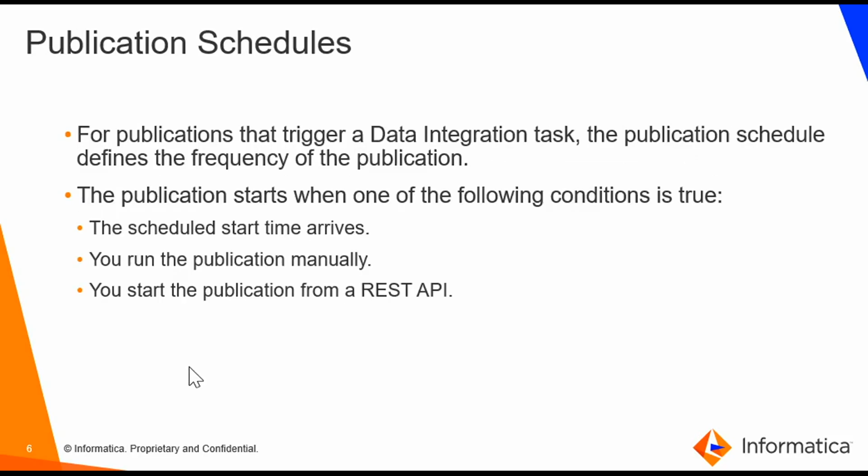Now coming to the publication schedules. For publications that trigger a DI task, the publication schedule defines the frequency of publication. That means how frequently the publication should publish the data to topic tables. And there are three ways to start a publication: we can either use a schedule to start a publication, or we can run the publication manually, or use a REST API to start a publication. These are about the publication schedules, and now we'll go with the demo.